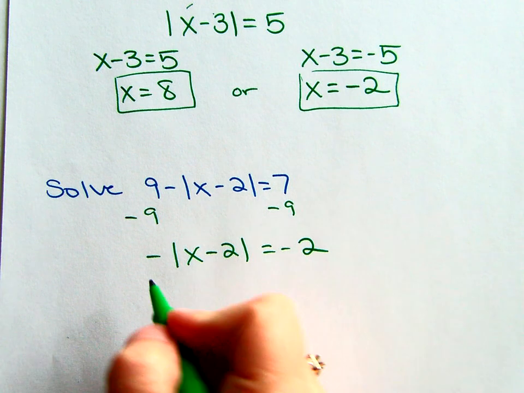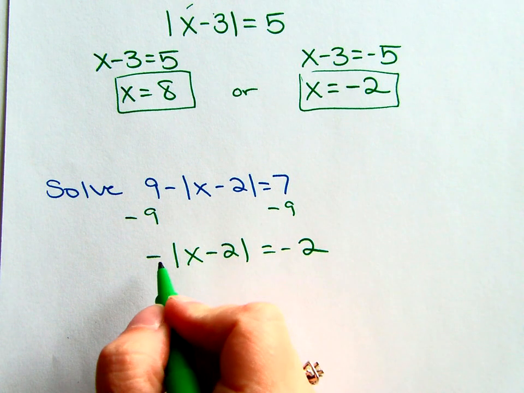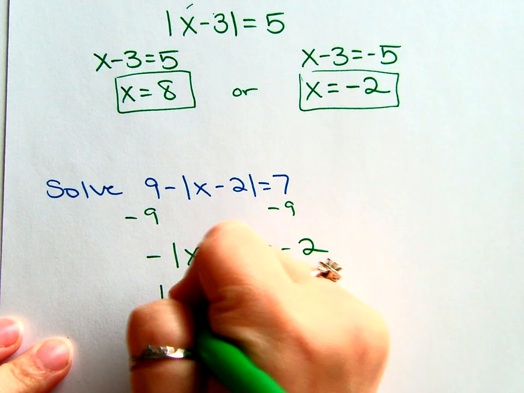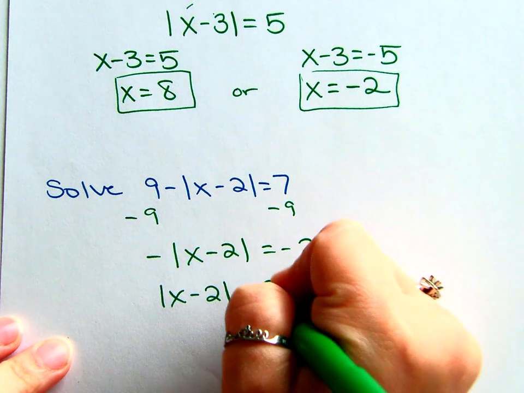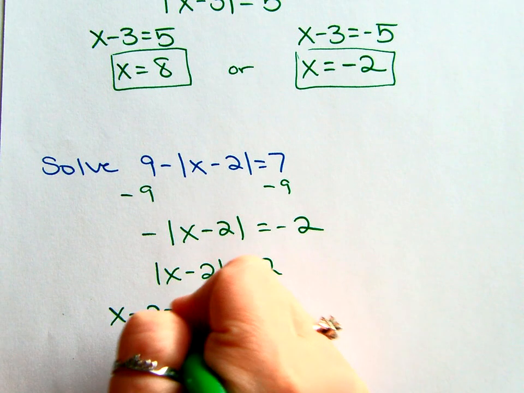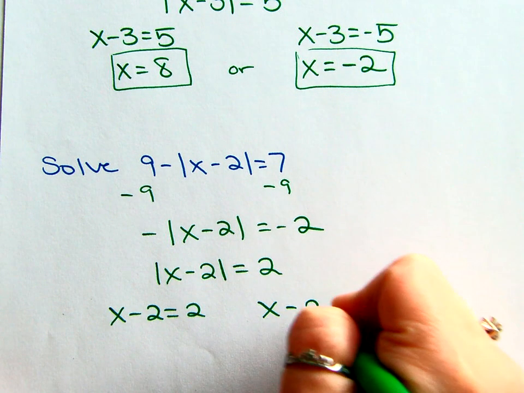Yep, there's still a negative sign there. We don't just get to forget about it. So we either multiply everything by negative 1 or divide everything by negative 1, however you like to think about it, so that we have x minus 2 inside our absolute value equals positive 2. So now we split to where we have x minus 2 equals 2, and x minus 2 equals a negative 2.